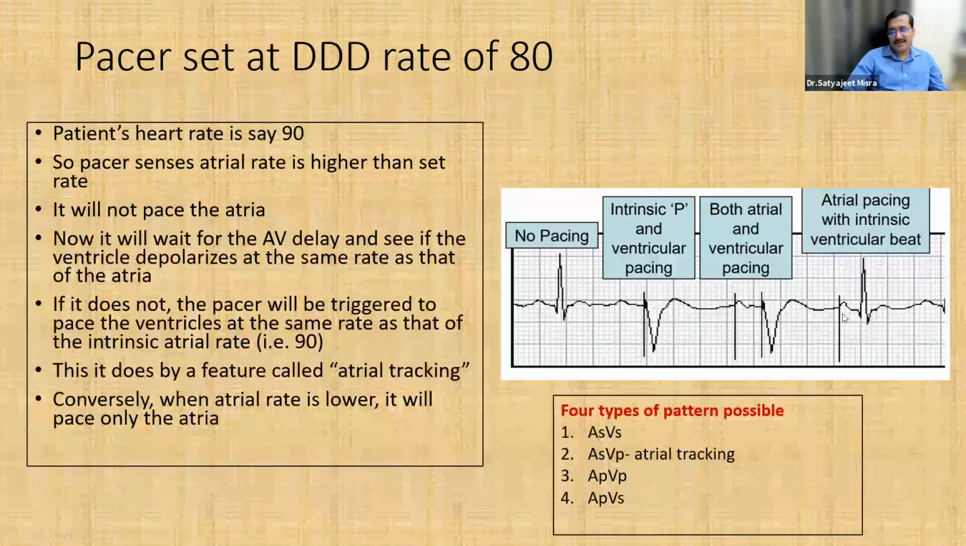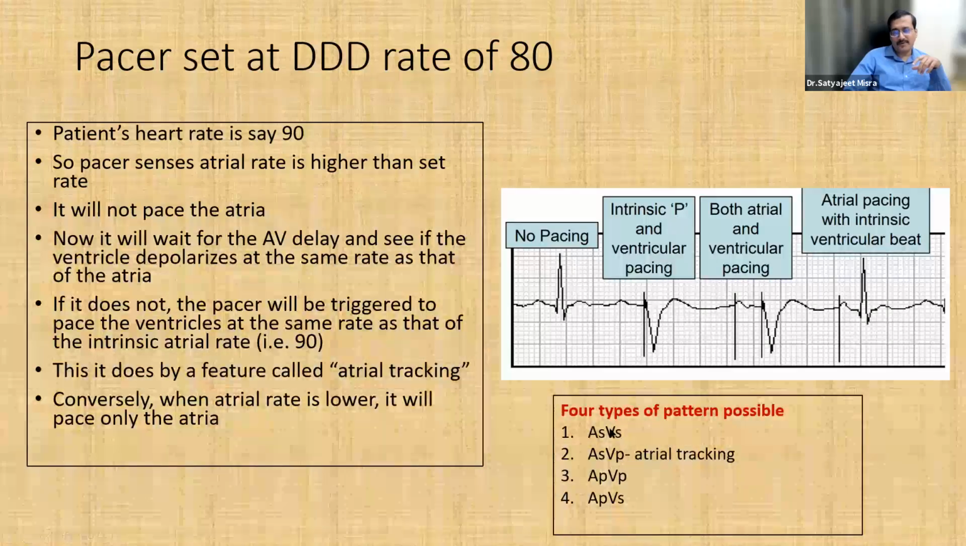And the last situation is this. Again, after the predetermined time delay, which for the atria starts from here, it will again wait for the atrial impulse to happen. If that doesn't happen, it will pace the atria. Again, it will wait for the time delay, that is the AV delay, and wait for the QRS impulse to generate. If that generates, then it's not going to pace the ventricles.